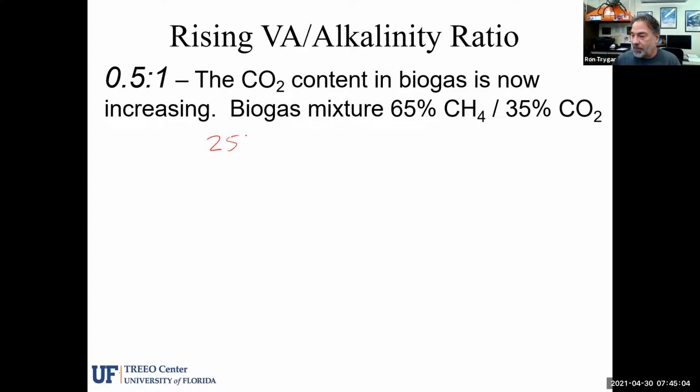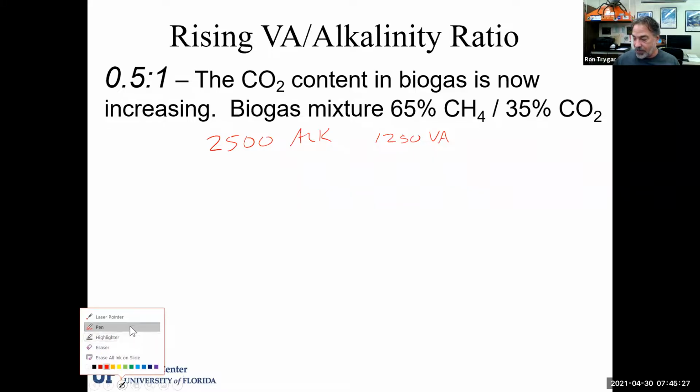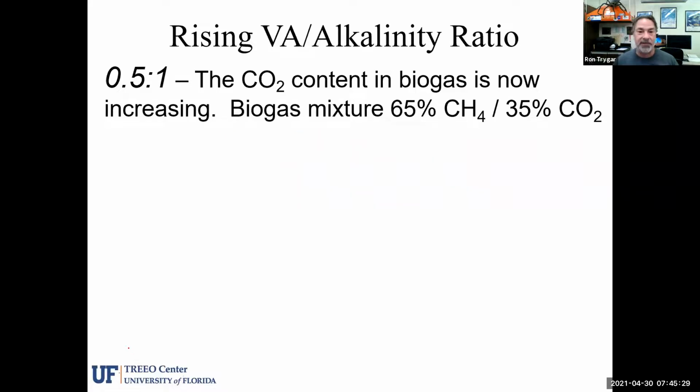Just for instance, if you said to me that you had 2,500 milligrams of alkalinity present, and then you came back from the lab and said, but half of that is acid. Well, half of 2,500 is, I believe, 1,250. So this would be 1,250 volatile acid, and that's a lot of acid for that amount of alkalinity. So we've got to really pay attention to these digesters. Now we're getting into trouble when we have numbers like this.